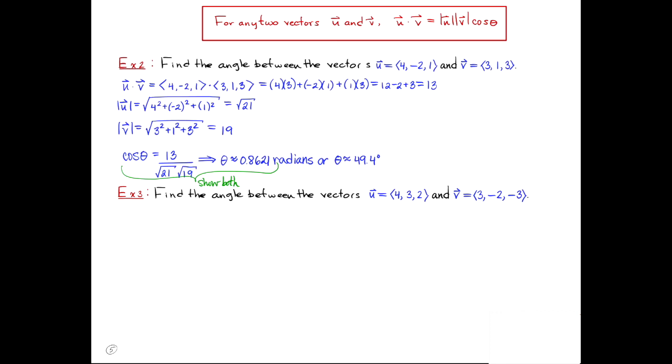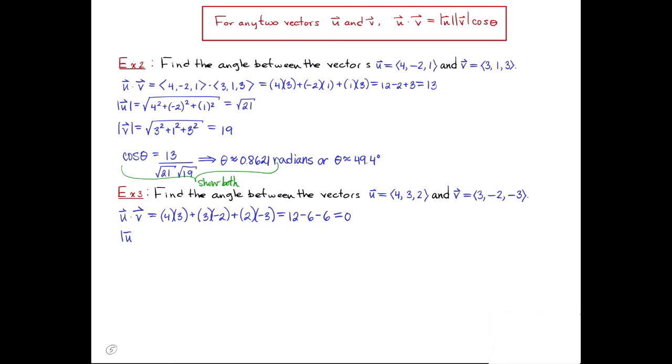Okay, so let's do one more. Let's find the angle between the vectors u equal to 4, 3, 2, and v equal to 3, negative 2, negative 3. So u dot v is equal to 4 times 3 plus 3 times negative 2 plus 2 times negative 3, which is 12 minus 6 minus 6, which is equal to 0.